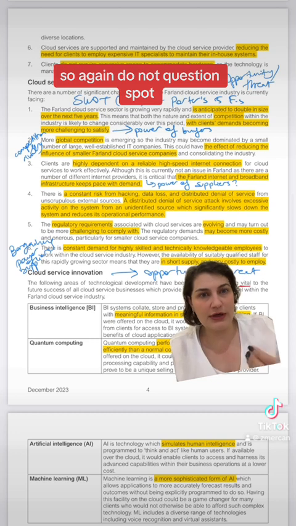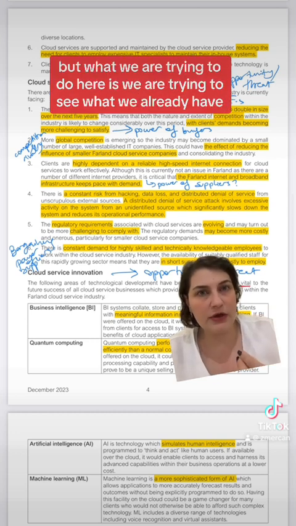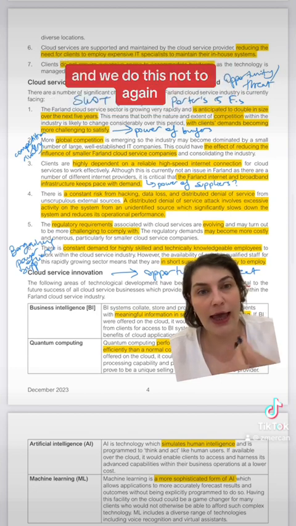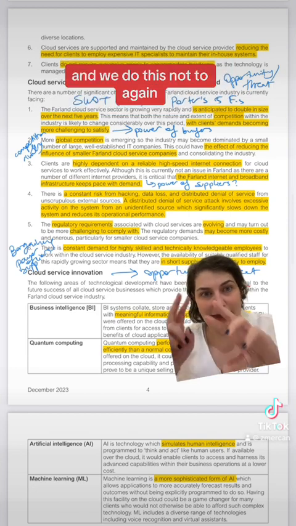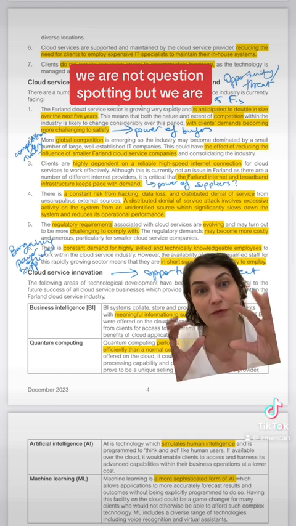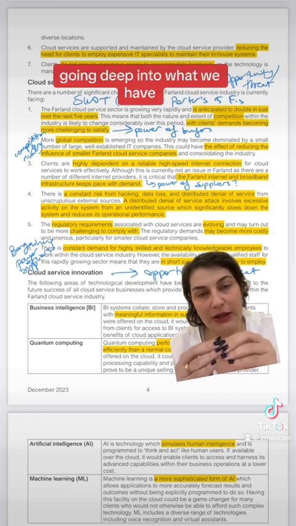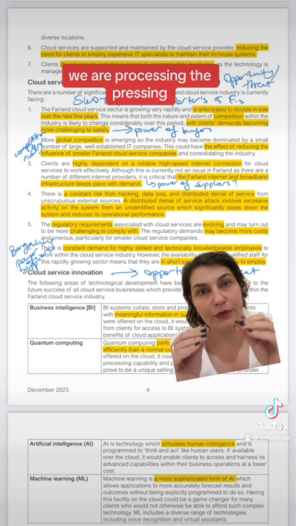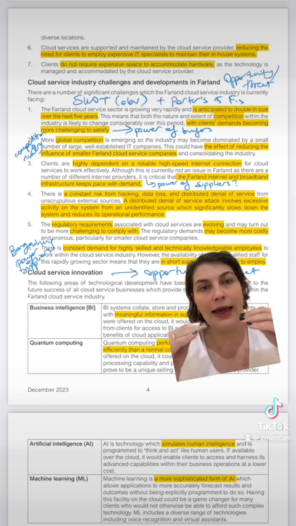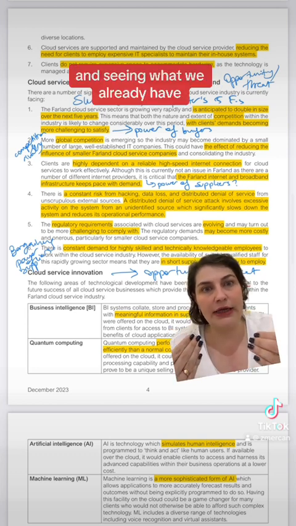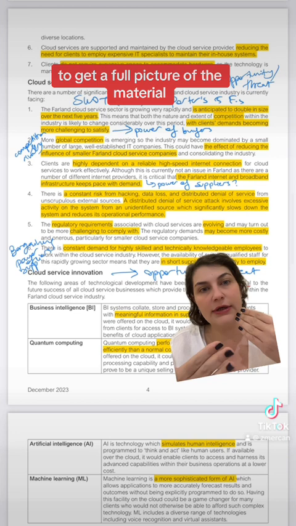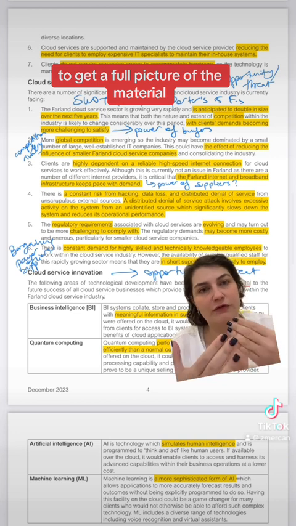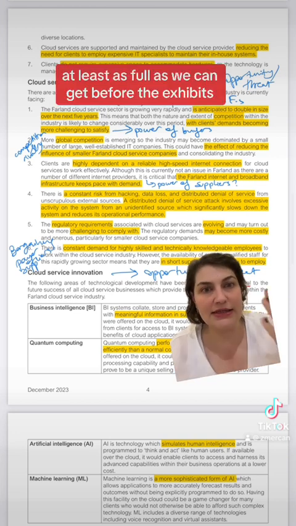So again, do not question spot, but what we are trying to do here is see what we already have. We are not question spotting, but we are going deep into what we have. We are processing the pre-seen and seeing what we already have to get a full picture of the material, at least as full as we can get before the exhibits.